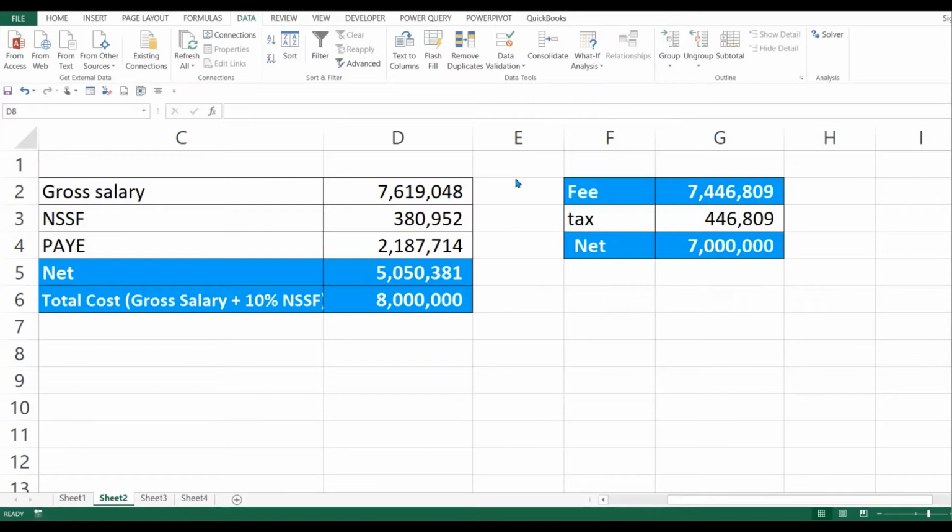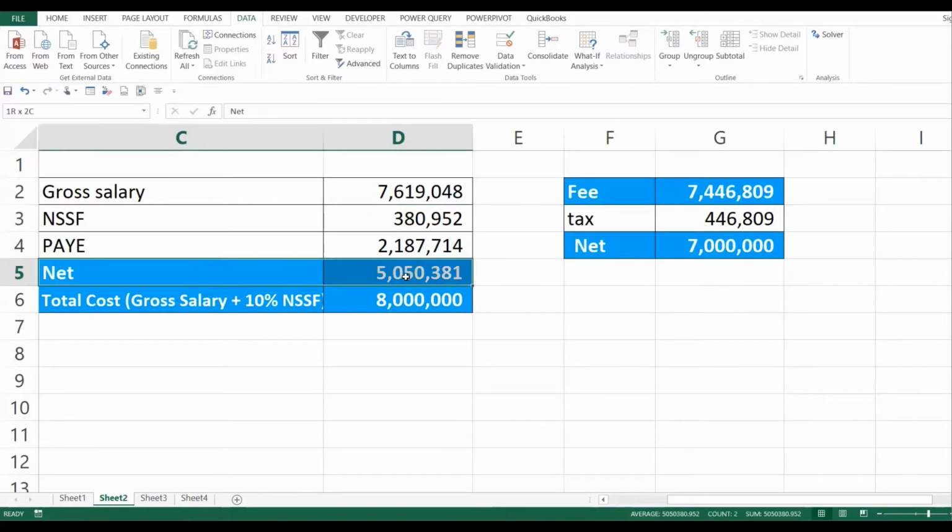What do I mean? I have a formula here which takes in the gross salary, reduces NSSF, National Social Security Fund, at 5%. It computes the tax as pay as you earn, then gets the net. Now this is the net salary that someone with a gross of 7.6 gets.